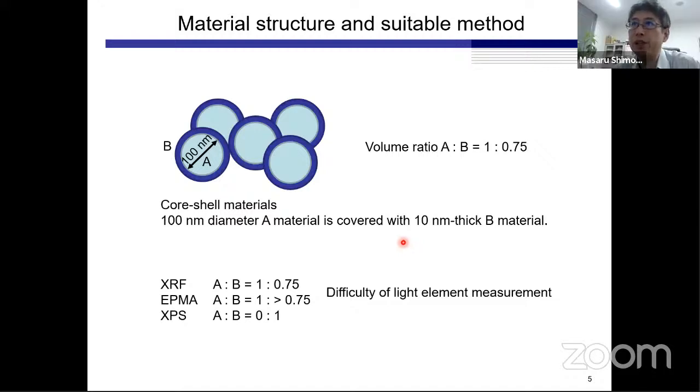Okay, look at this slide. This is the core shell structure. The A material is covered with a B material. In this case, the thickness of B is 10 nanometers. And if we think about the XPS surface sensitivity, which is a few nanometers, 2 or 3 nanometers, we can only detect B, and we are not able to detect the A material information. So argon ion etching is needed to get the information of the A material. So in the case of core shell material, be very careful about the surface sensitivity. Always you have to think about the surface sensitivity of XPS.